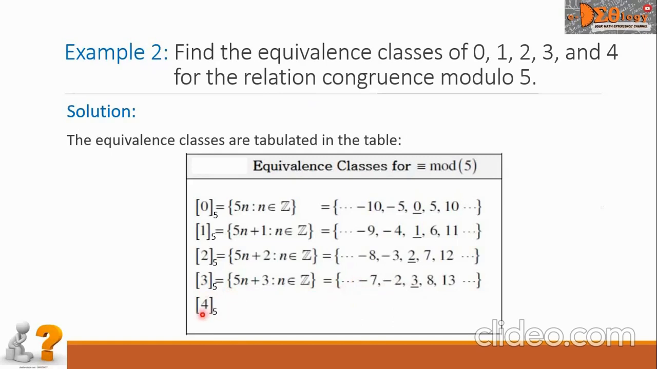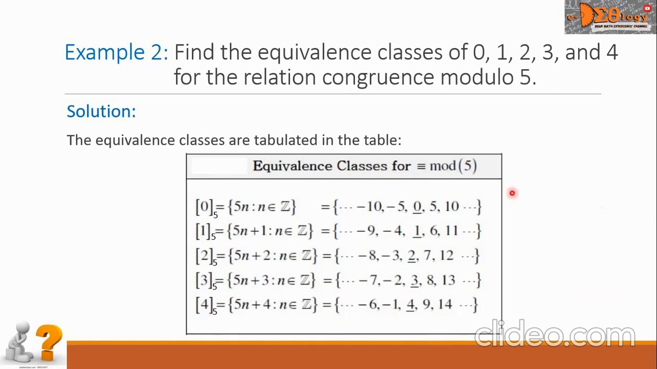The equivalence class of 4 is defined as 5n plus 4, such that n is an element of Z. The first element is the number 4 itself. So 4 plus 5 becomes 9. 9 plus 5 is 14, and so on. On the left side of 4, we have 4 minus 5 is negative 1. Negative 1 minus 5 is negative 6, and so on.